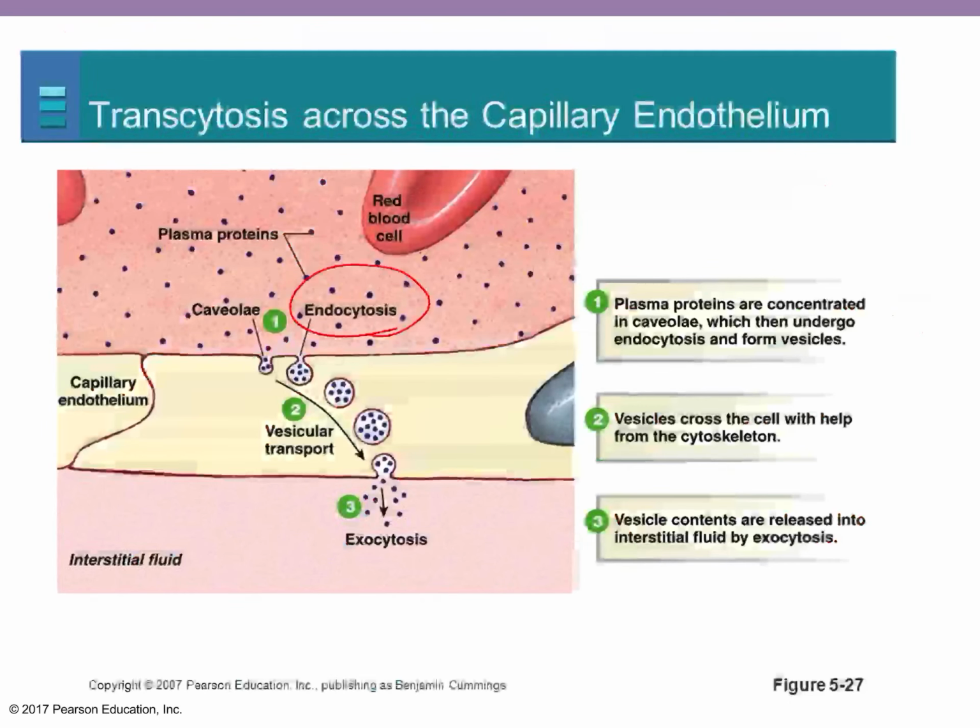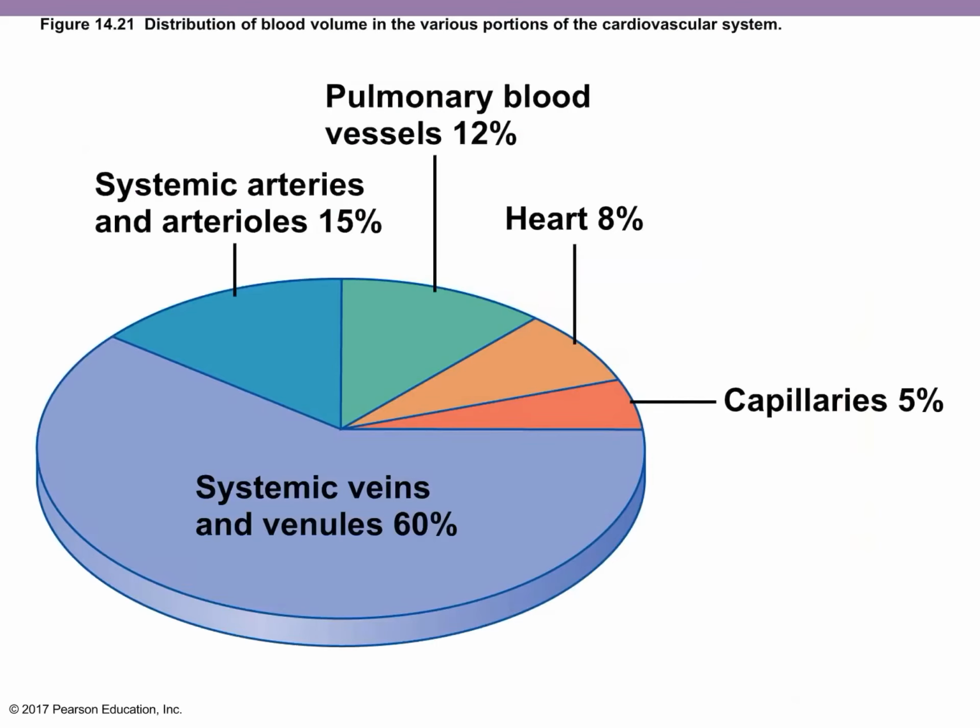So this is our bigger picture of transcytosis, so it doesn't have to be so small, right? Transcytosis is endocytosis on one end, moving through the wall of the capillary through a vesicle, and then exocytosis on the other end.